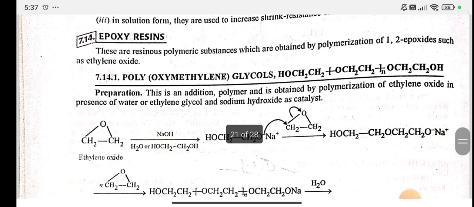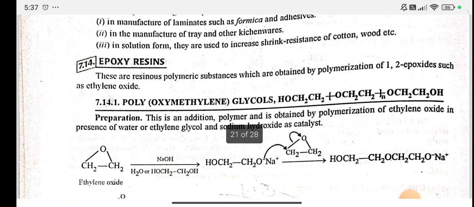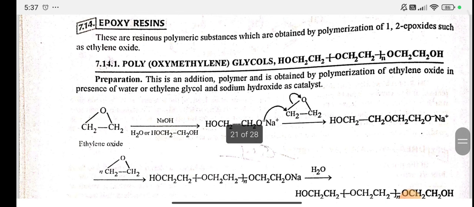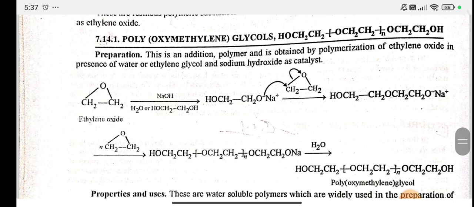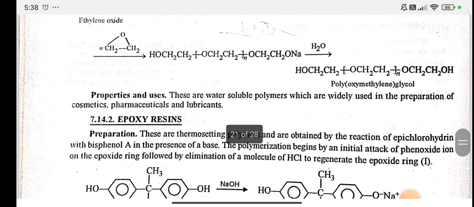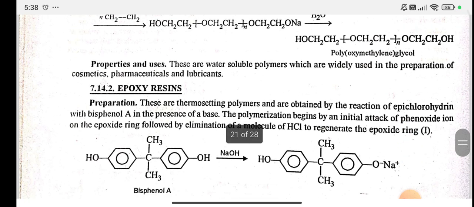Epoxy resins, polyoxyethylene glycol. Preparation. It is an addition polymer and is obtained by the polymerization of ethylene oxide in the presence of water or ethylene glycol and sodium hydroxide as a catalyst. Properties. These are water soluble polymers which are widely used in the preparation of cosmetics, pharmaceuticals and lubricants.